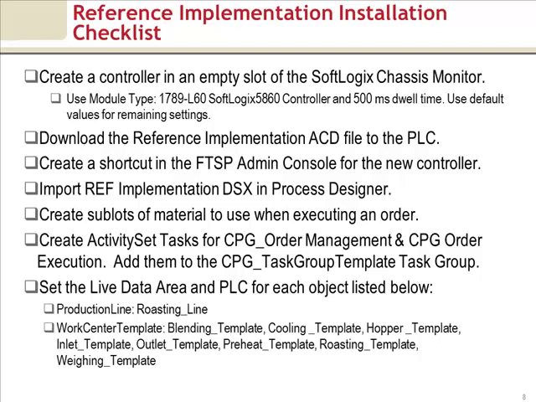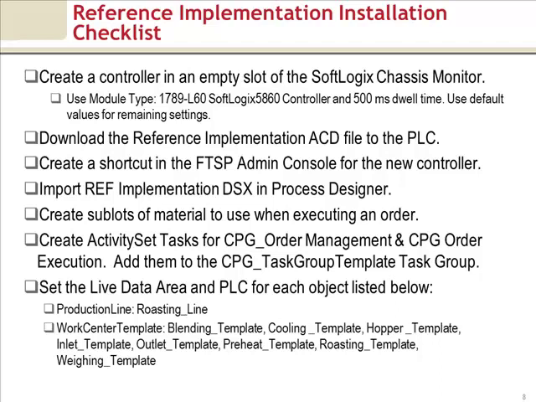After the sublots are created in the database, then you'll need to create two activity set tasks. One for CPG order management and another for CPG order execution. Those two new activity set tasks must then be added to the CPG task group template task group. This allows those two new tasks to be displayed and made available when the CPG Foundation startup form is started.